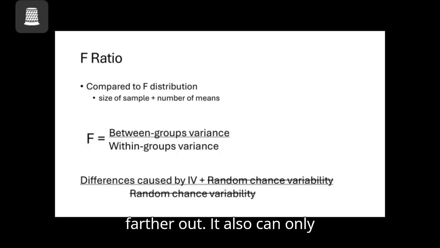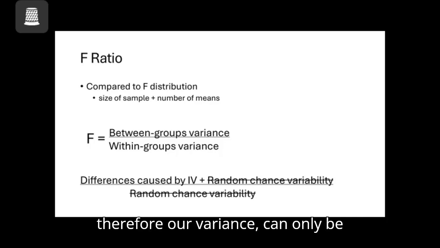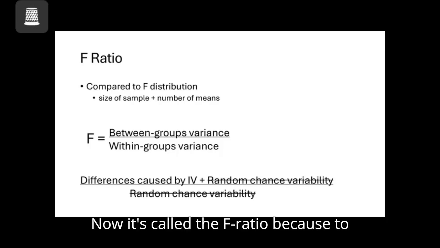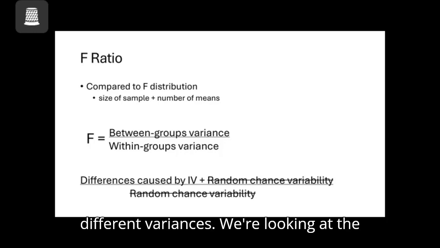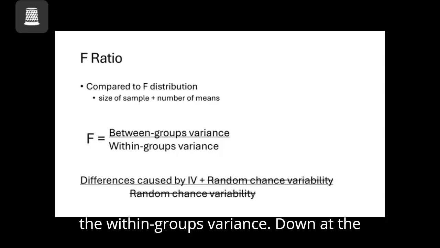It also can only be positive. This is because if you remember, our standard deviation and therefore our variance can only be positive. So since the F statistic is based on your variance, it also can only be positive. Now it's called the F ratio because to get the value, we're comparing two different variances. We're looking at the ratio of the between groups variance and the within groups variance.